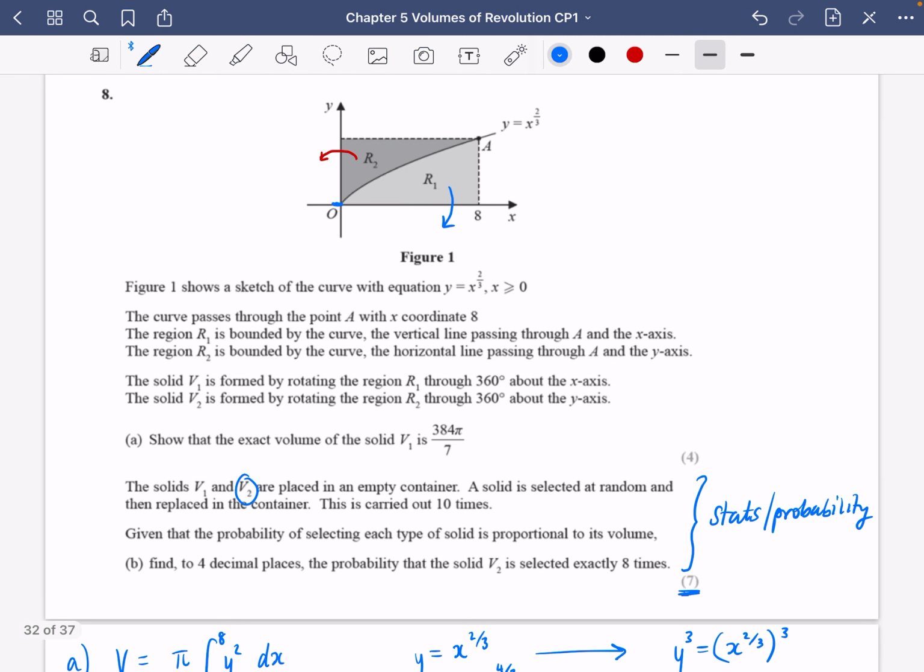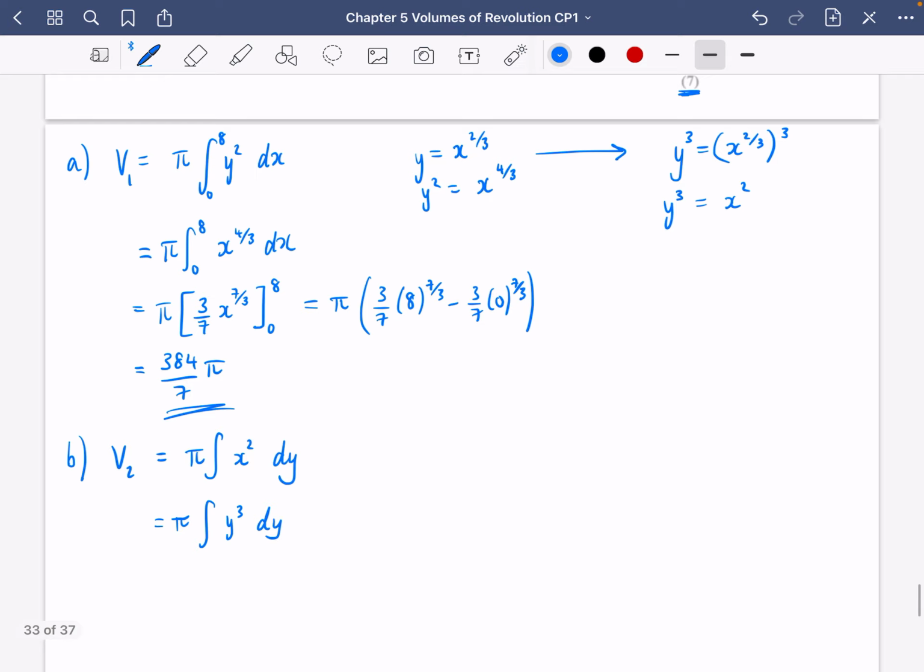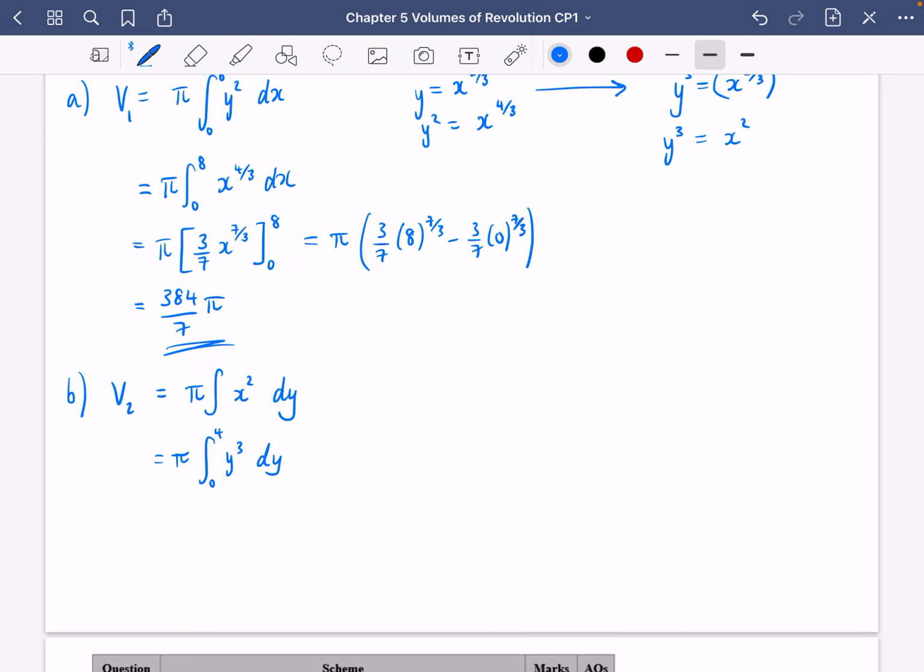So it's still between 0 and then the other bit that we're trying to find is up here. So if x is equal to 8, y is equal to 8 to the power of 2/3, which you can either put on the calculator or you can just tell that's going to be 4 because the cube root of 8 is 2. So we're integrating between 0 and 4 of y cubed dy.